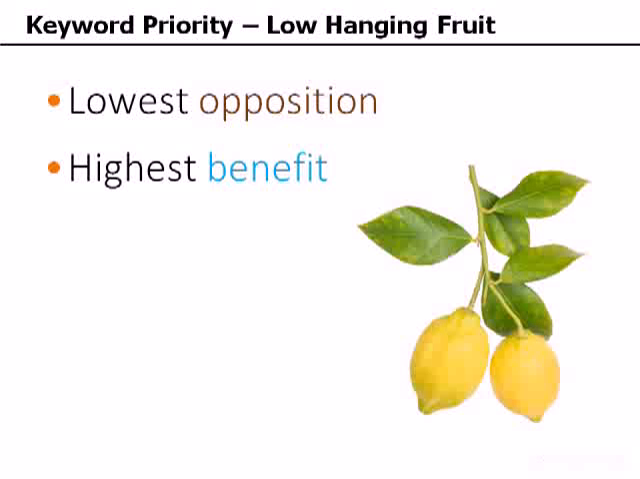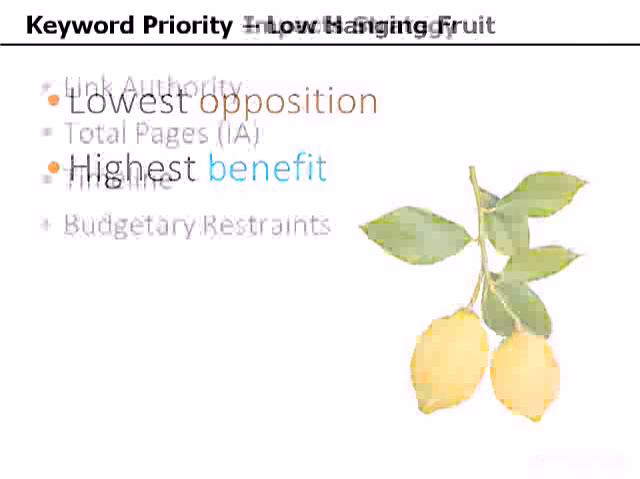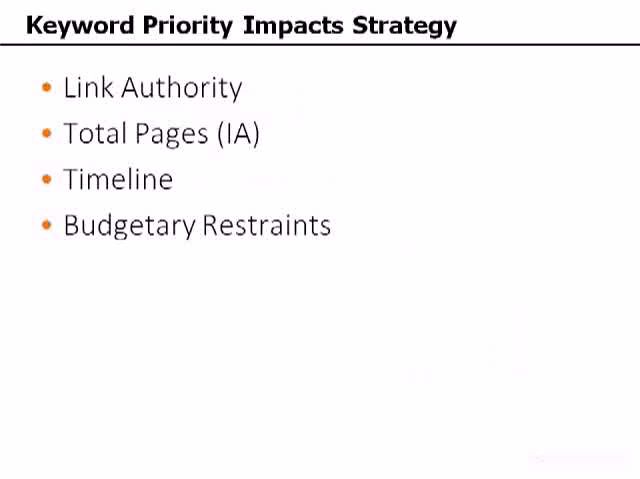You're always searching for the highest benefit terms, but if you're in the number 10, number 12, number 20 range, it's really not going to do you as much good as picking a little less competitive term to target and achieving a number 1, number 2, number 3 ranking. This keyword priority is going to continually impact your link authority, your total pages indexed, the timeline, and it's going to be impacted by budgetary restraints.